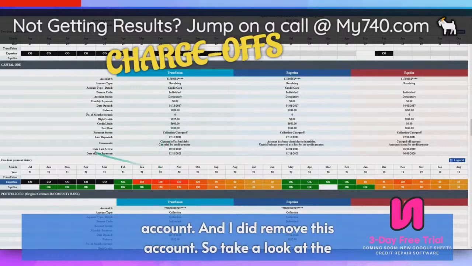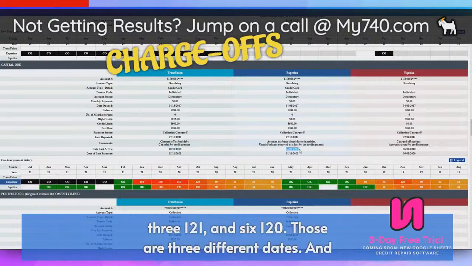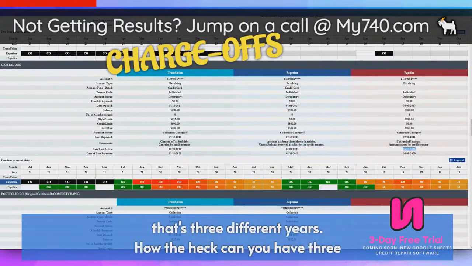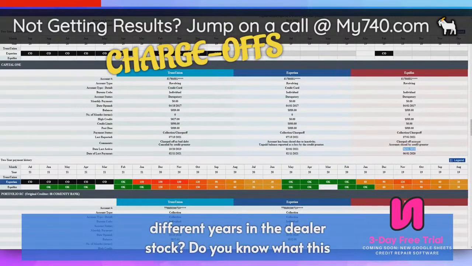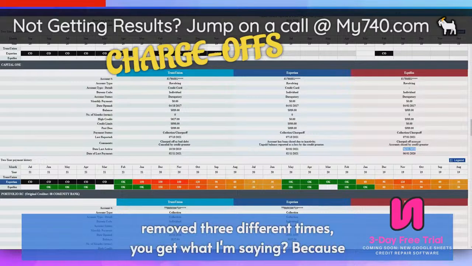So take a look at the date last active. That's right down here. We have 10/20/2019, 3/1/21, and 6/1/20. Those are three different dates, and that's 3 different years. How the heck can you have 3 different years in the date last active? You know what this means? This means that this account will naturally be removed 3 different times. You get what I'm saying?